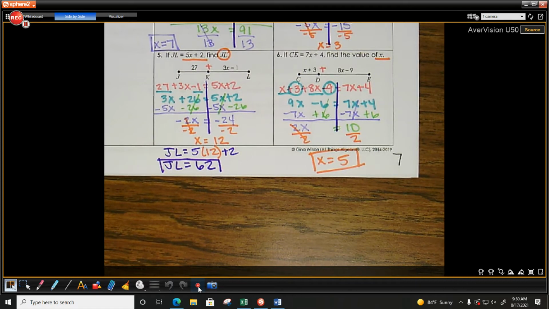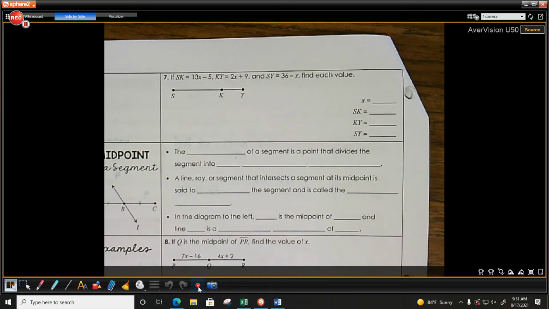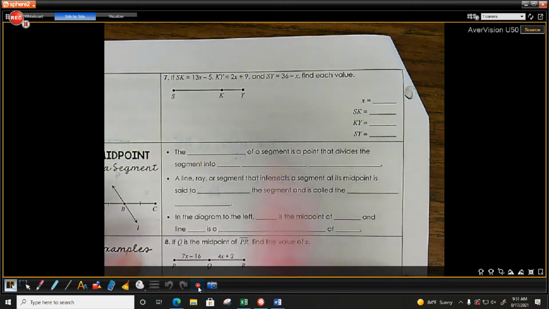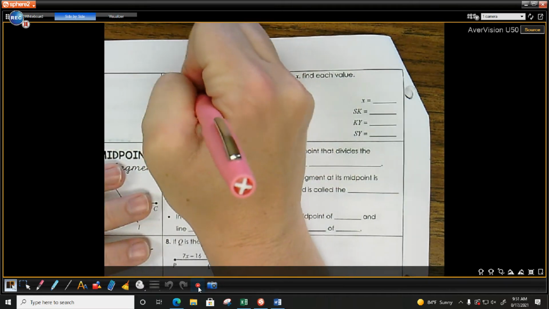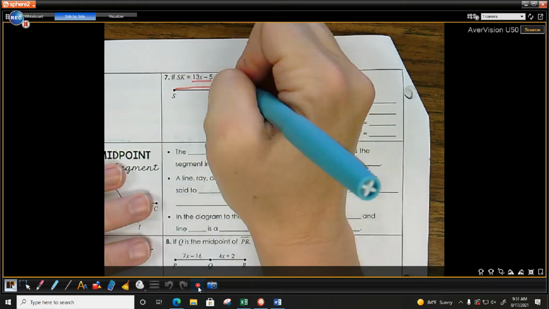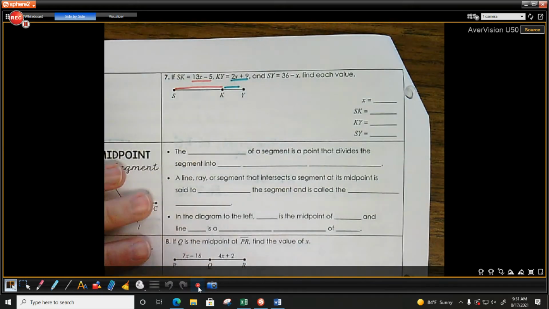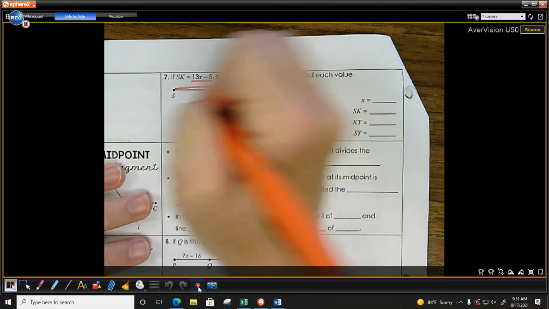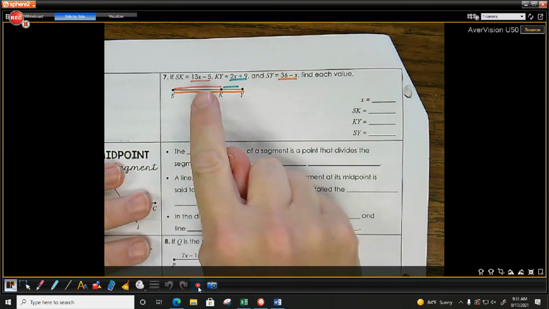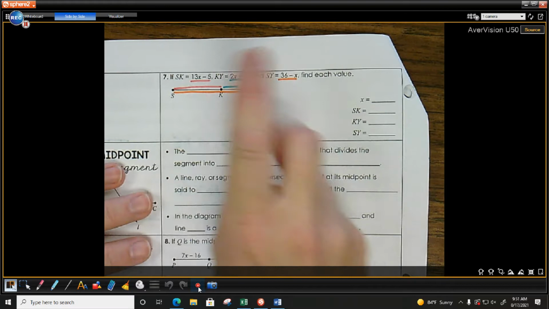Okay, we're doing one more of these, but this one entails a lot more. You're finding multiple things. We're going to start it the same way. We need to know the value of x in order to find any of these segments, because all the segments have an x. So it says SK, that's right here. And then it says KY, right here. And it equals SY, which is the whole. So I'm going to add my two pieces and set it equal to the whole, 36 minus x.